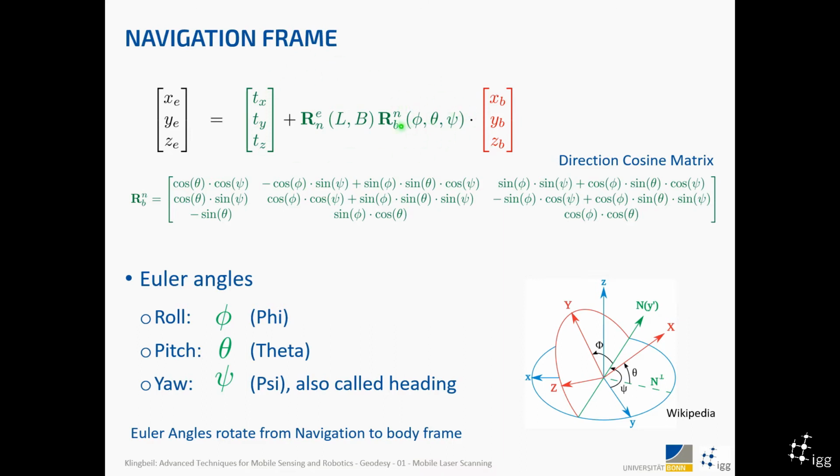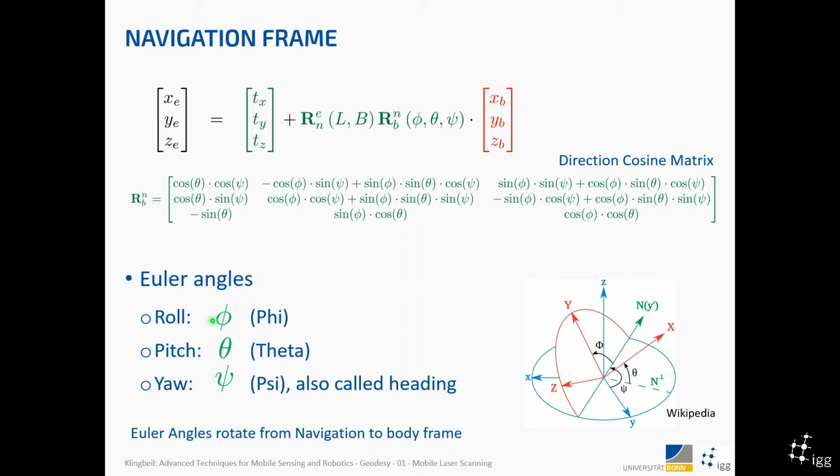So far we talked about body to navigation. This is a rotation based on those three angles, and this rotation looks like this, right? We call this the direction cosine matrix. The direction cosine matrix is a definition where the rotation rotates from the body to the navigation frame based on those three angles, and those three angles are usually called Euler angles, right?